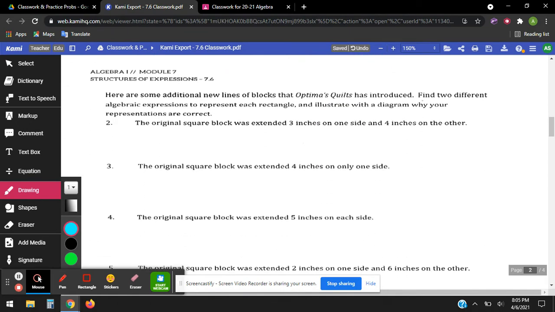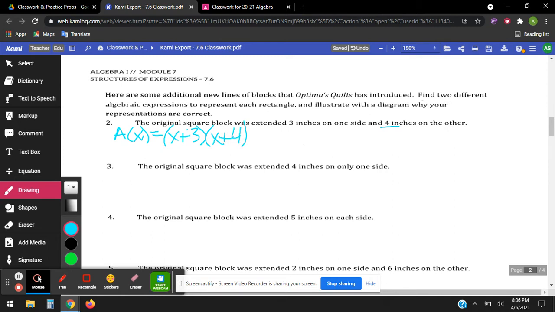Here's some additional new lines of blocks that Optimus Quilts has introduced. Find 2 different algebra expressions to represent each rectangle. Illustrate with a diagram why your representations are correct. So we're going to look at this and see if we can come up with what they're looking at. So A of X equals, the original square block was extended 3 inches, so that's a plus 3 on one side and 4 on the other, X plus 4.